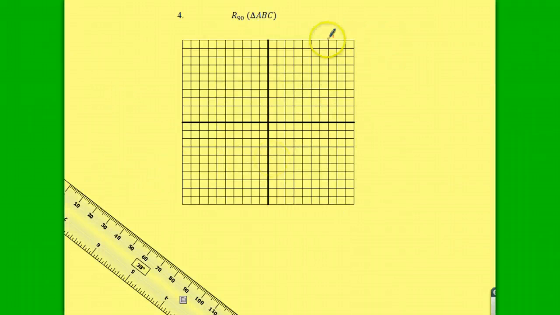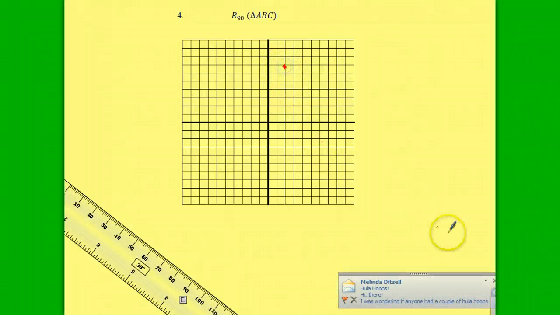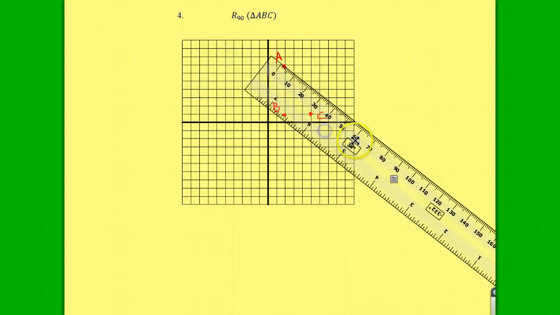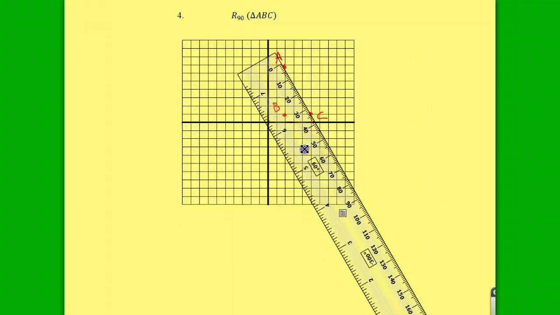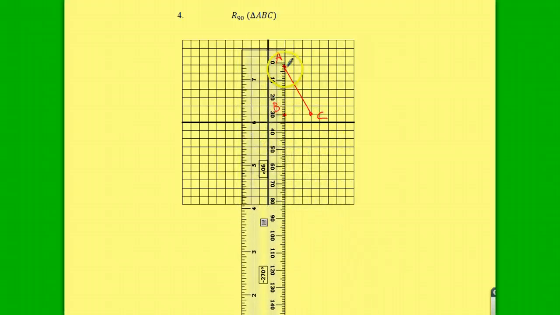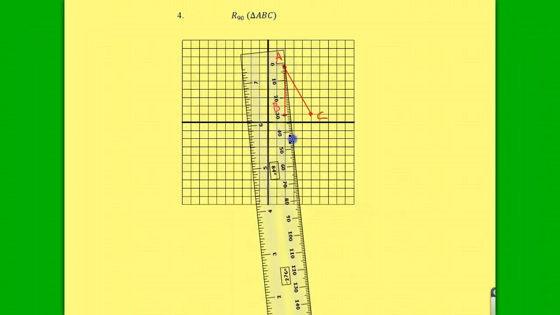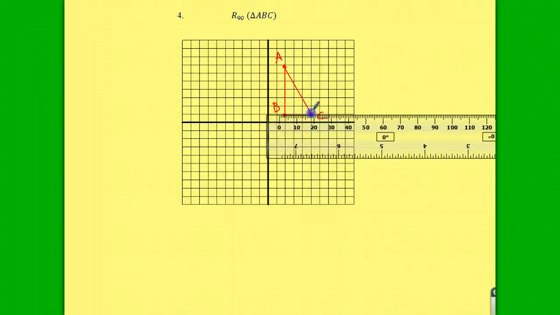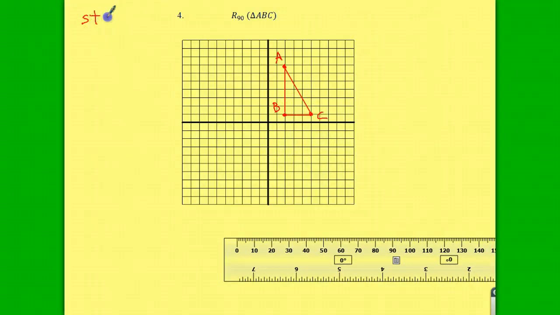Pretty simple. Okay, what you guys are going to do is take all these points, A, B, and C, and try it on your own. This triangle ABC, and state all coordinates and see what you come up with. And we'll see you tomorrow.